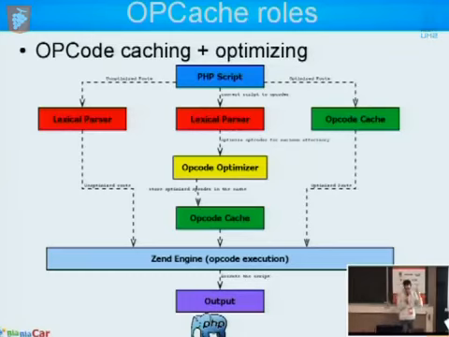So OPcache just says, okay, the first time you come, you parse the script, and then the result of the parsing is stored in shared memory, so it can be copied to every PHP process in FastCGI, for example. And when you hit the same script the second, third, and all the time in the future, it just does not compile anymore. The OPcache has the opcode.